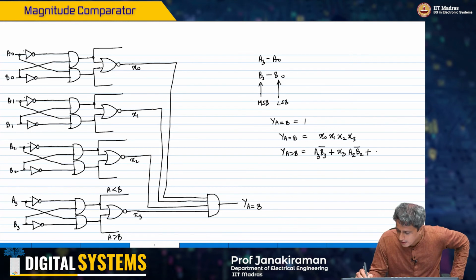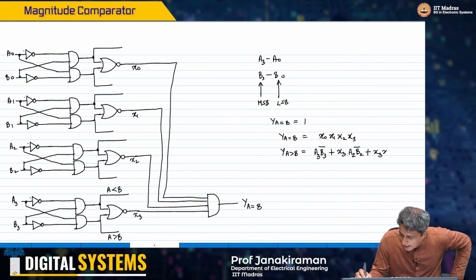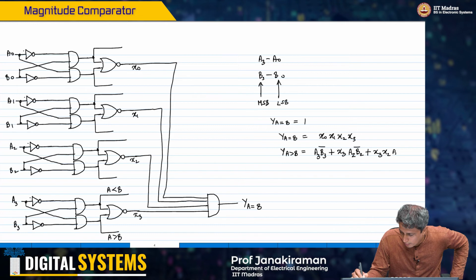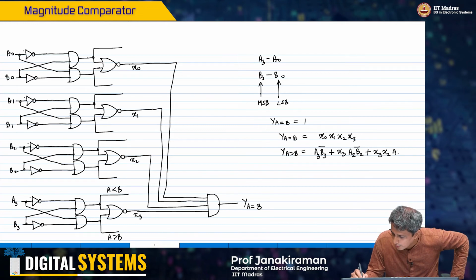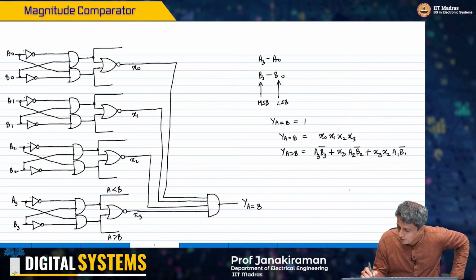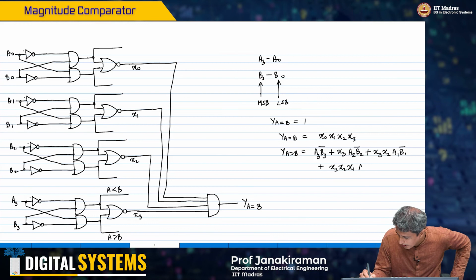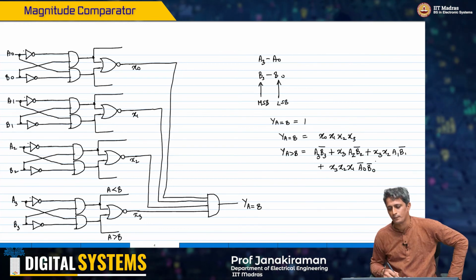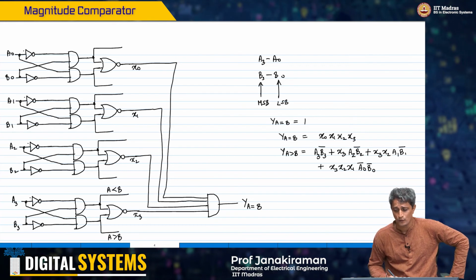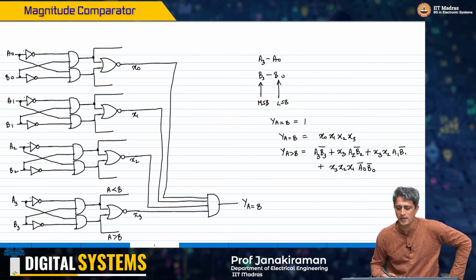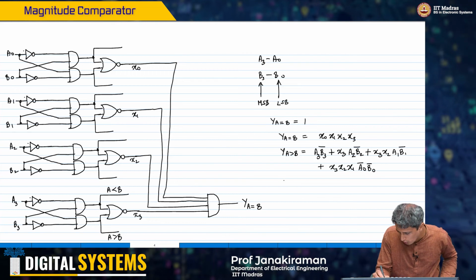Right? Likewise, if x3 and x2 happen to be 1, then you come down and do the ANDing with A1, B1 bar. Finally, if x3, x2, x1, then you check A0, B0 bar. Right? So, this is a very straightforward thing for us to do.